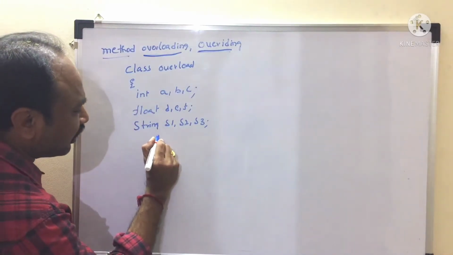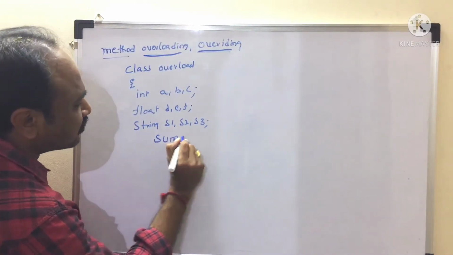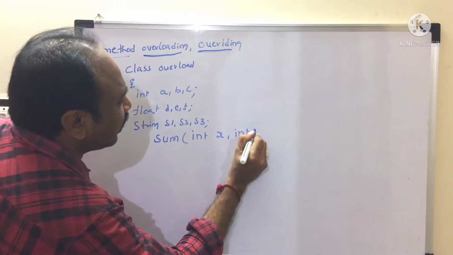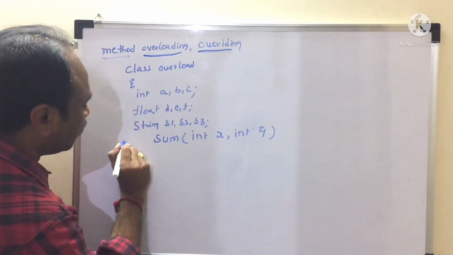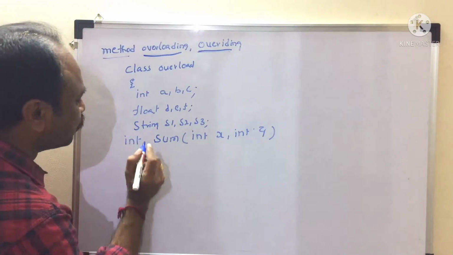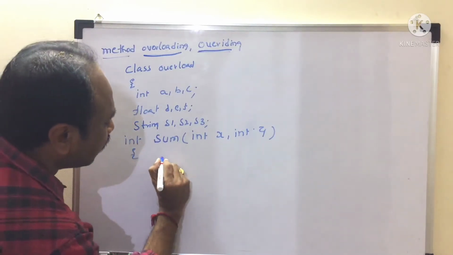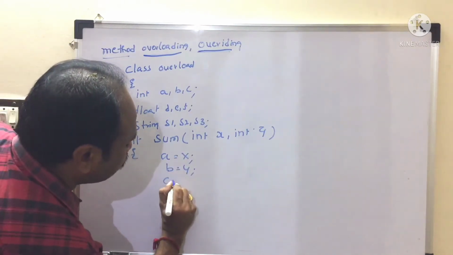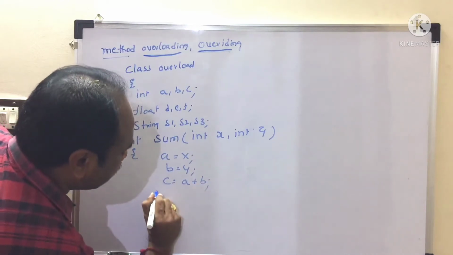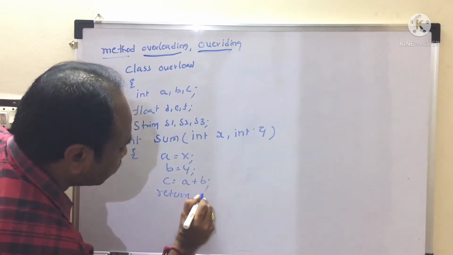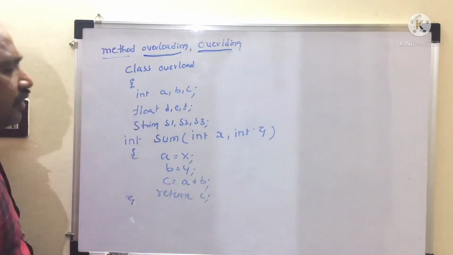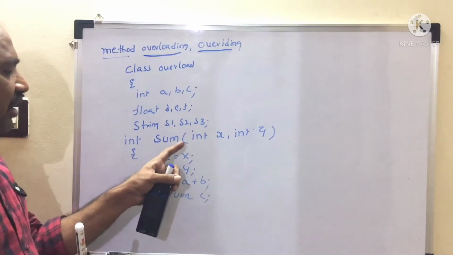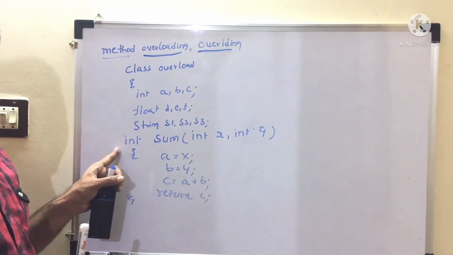I am going to use the method name sum. The sum is going to take two integer parameters, int x, int y. It has to return an integer value as a result. So inside sum, I will write a equal to x, b equal to y, c equal to a plus b, return c. In this case, the sum method is taking two integer parameters, adding these two values, and returning an integer value.